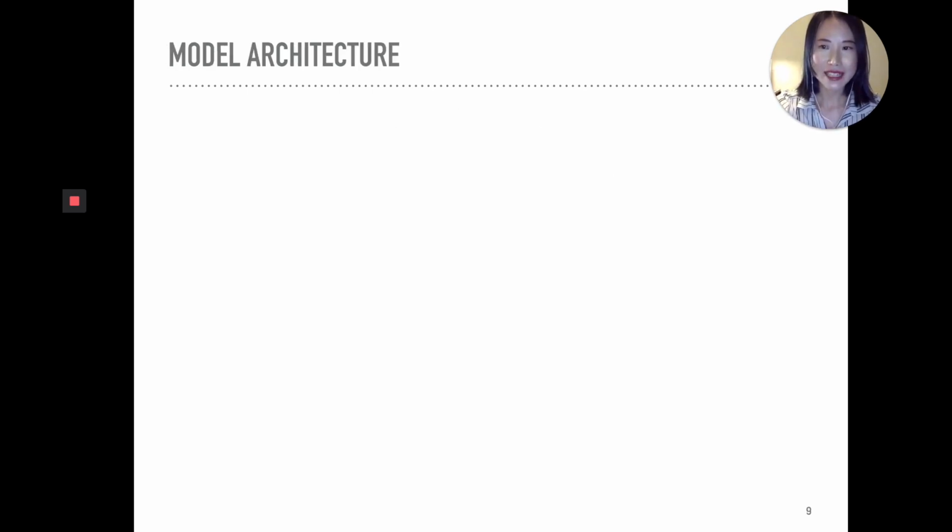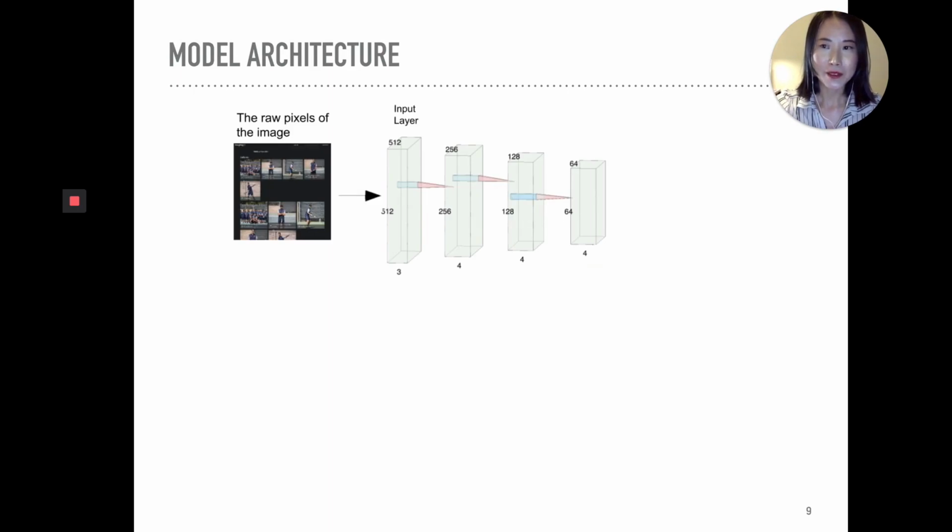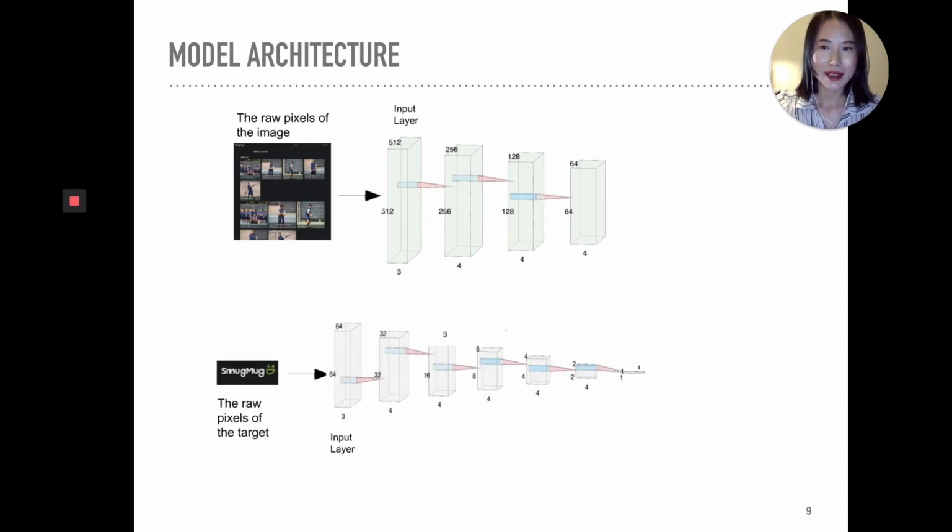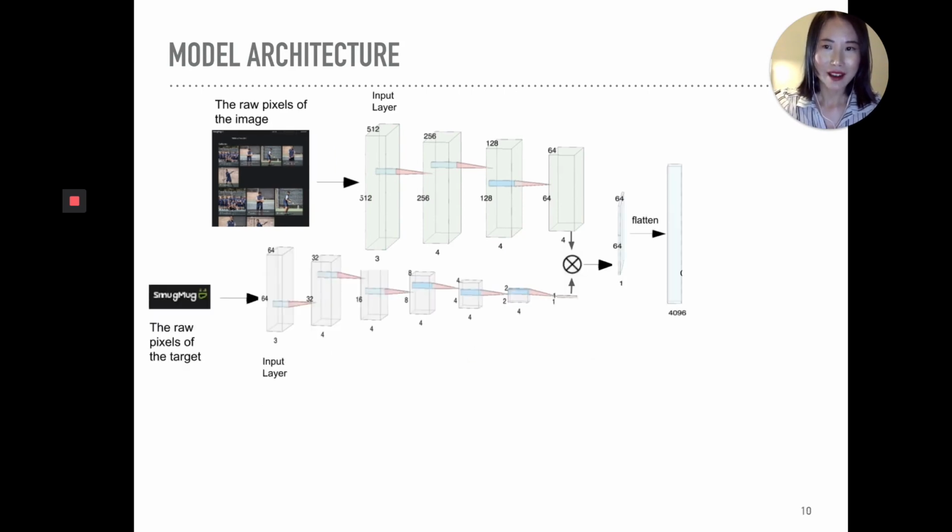So, how do we do that? Here's our model architecture. We have a convolutional neural network that processes the raw pixels of the image, and we have another convolutional neural network that processes the raw pixels of the target. Each of them will extract the representation of the image and the target. The representations are then combined to compute an attention map. This attention map indicates where the model should attend to in the image, and it is further used to compute a representation of the unstructured features in the image and the target.